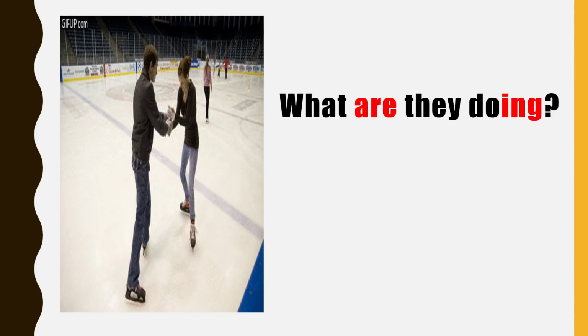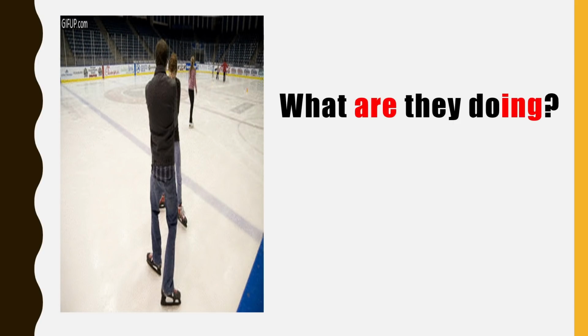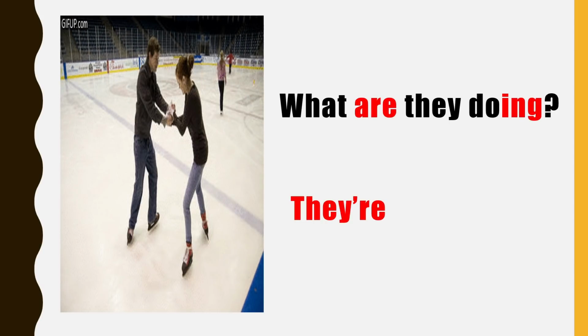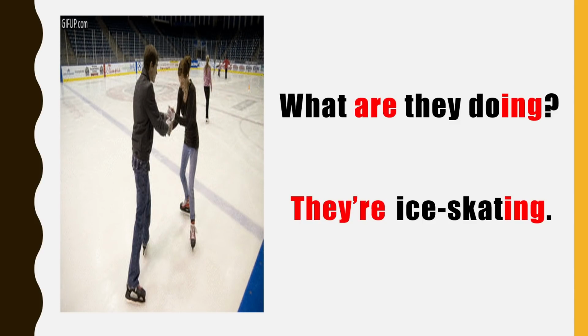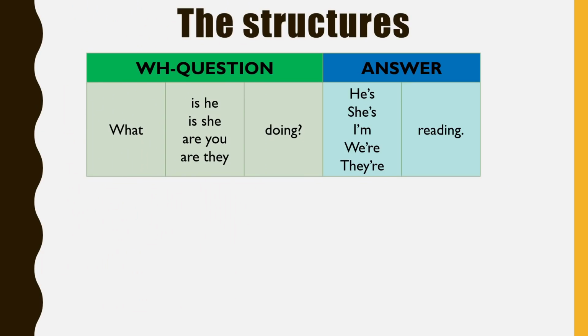So, if we answer, like what I mentioned earlier, we have to follow the format of the question. The question uses are and ing. The same goes to the answer, we have to use are and ing. So, the answer should be, they are ice skating. They're is the contraction for they are. Both are acceptable. Based on the question and answer that we have discussed earlier, these are the structures that we are going to learn today.